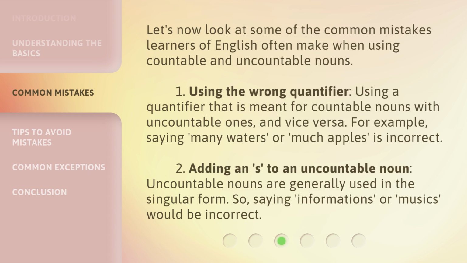2. Adding an s to an uncountable noun. Uncountable nouns are generally used in the singular form. So, saying informations or musics would be incorrect.